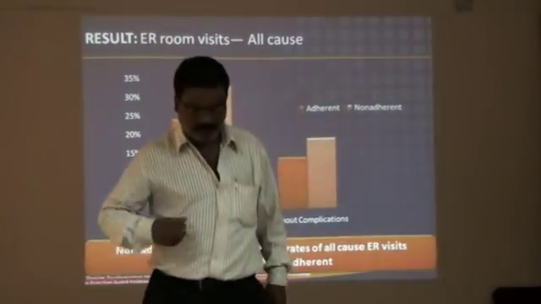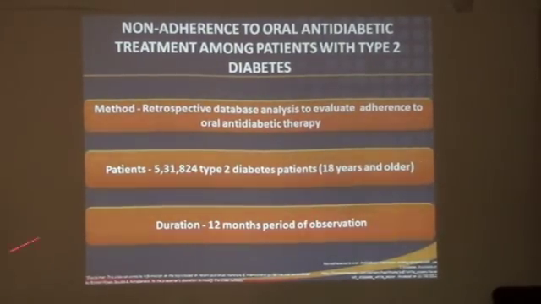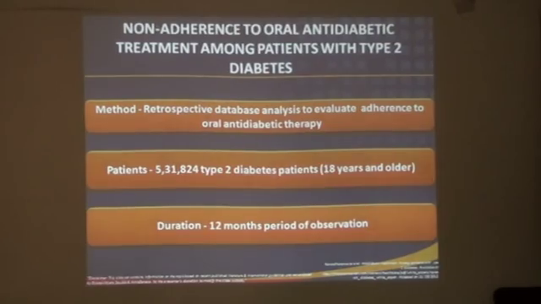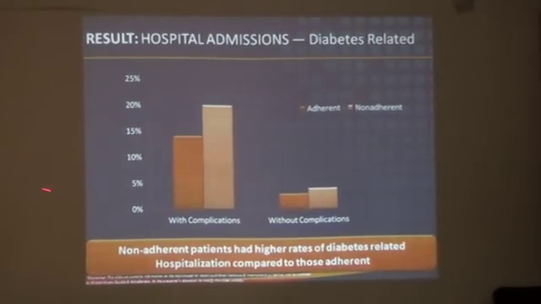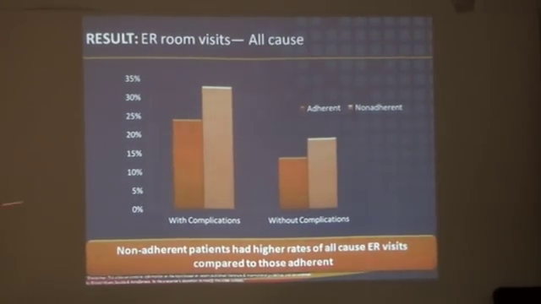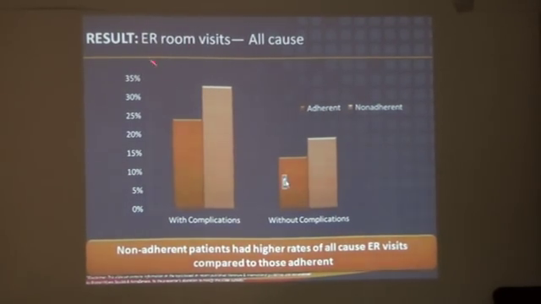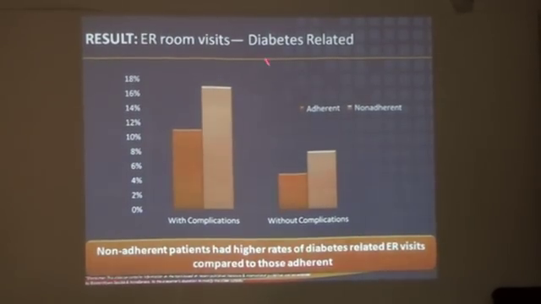This is a study where they looked at retrospective records of the database of more than 5 lakh patients over a 12-month period, those who are 18 and above. They found that hospital admission was less in adherent patients, with or without complications. All-cause mortality, and diabetes-related mortality, again with or without complications, was less in adherent patients than in non-adherent patients. Emergency room visits, that means coming with complications to the emergency room, with or without complications, were less in adherent patients than in non-adherent patients, whether in diabetes or non-diabetes.